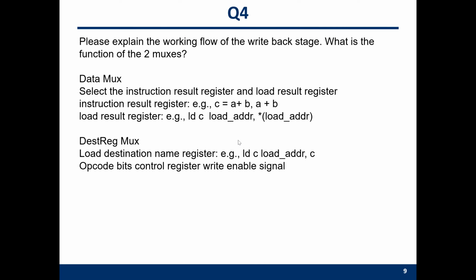So the first mask is used to select between the ALU instruction and the memory instruction. The second mask is to help you generate the write enable signal, to distinguish whether this is a load instruction or a store instruction.